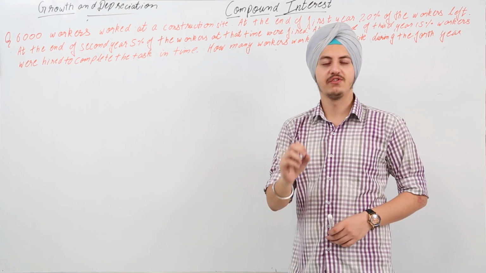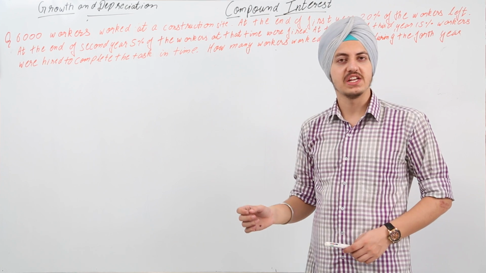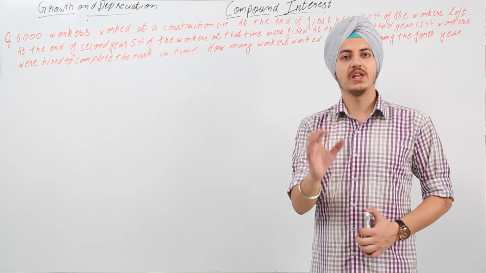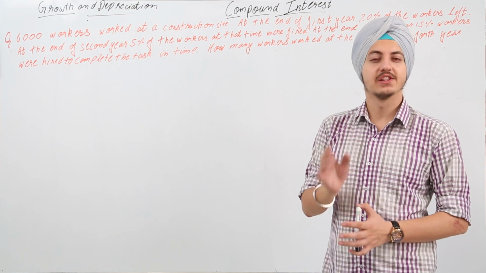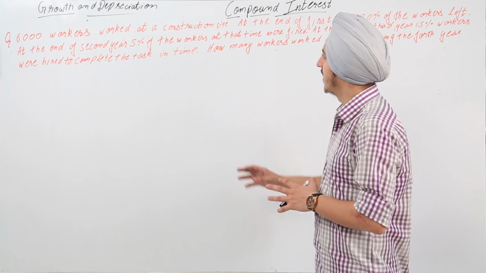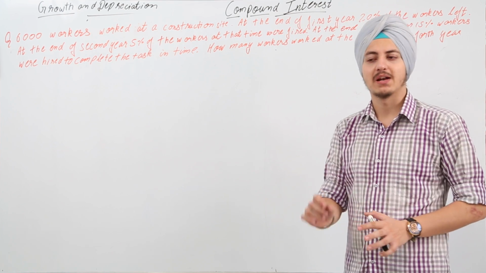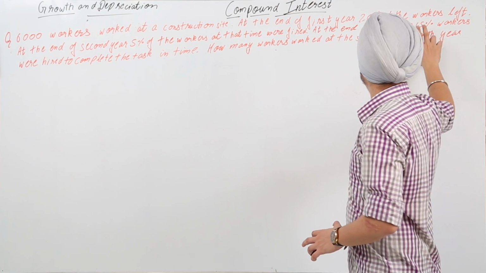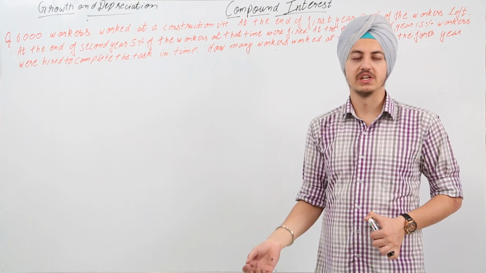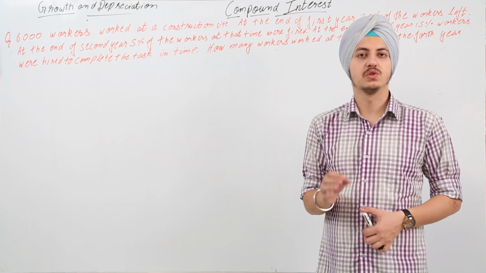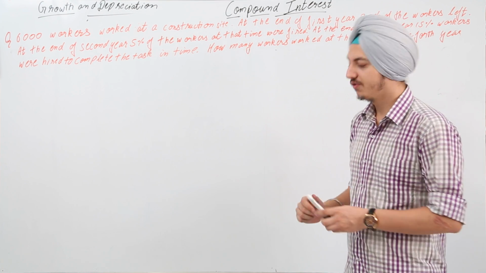Initially, for the first year, we have 6,000 workers. At the end of the first year, that means for the second year, 20% of the workers left, so the number decreased. At the end of the second year, that means for the third year, the number again decreased by 5%. At the end of the third year, that means for the fourth year, 15% more workers were hired, so the number increases for the fourth year. We have to find out how many workers worked at this construction site during the fourth year. So how do we go about this now?